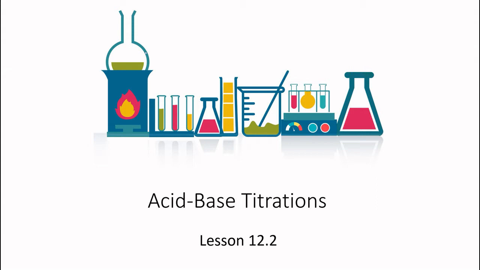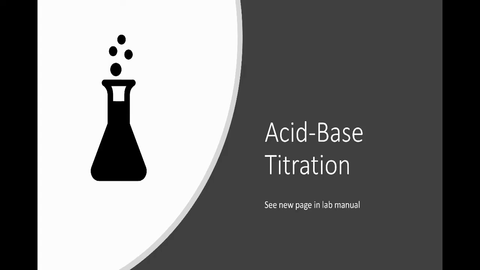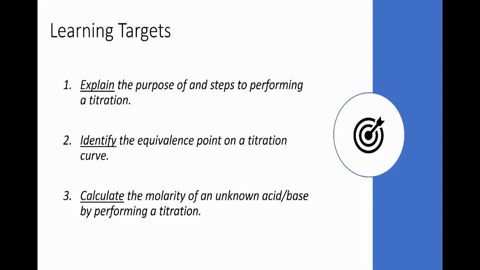So this is lesson 2 of unit 12, and what we're going to talk about today is an application of acid-base reactions, and that application is called a titration. Our goals for today are to be able to explain the purpose of a titration and how to perform one, identify the equivalence point on a titration curve, and finally, calculate the molarity of an unknown acid or base by performing a titration.